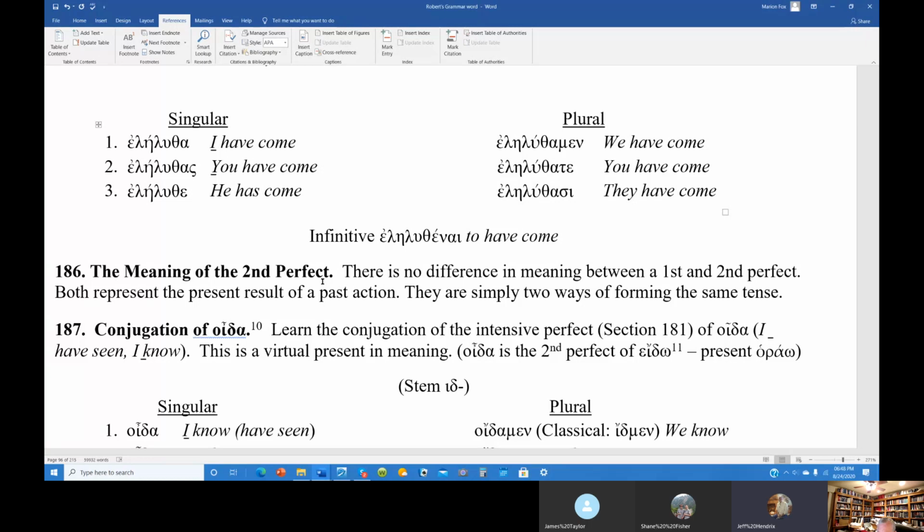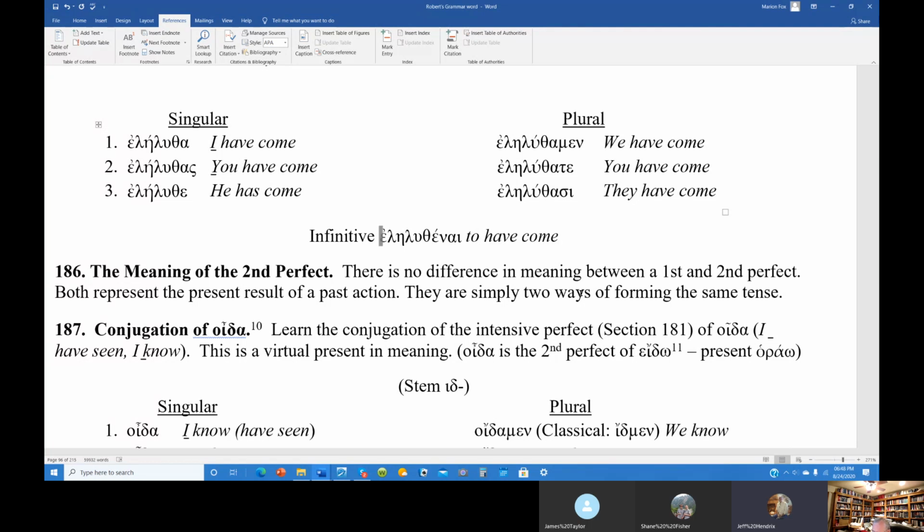Both represent the present result of a past action. Keep in mind, the English perfect does not totally express the Greek perfect. It's a mistake to make them equal. And this is just different ways of forming the same tense. That's all the difference. First and second perfect. Any questions?